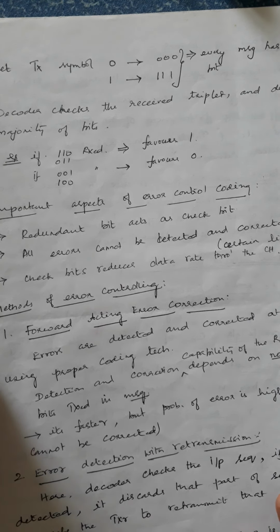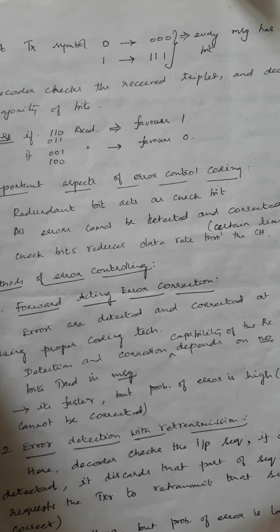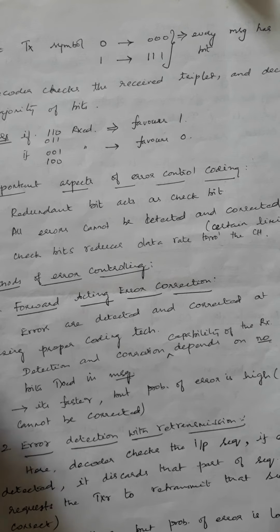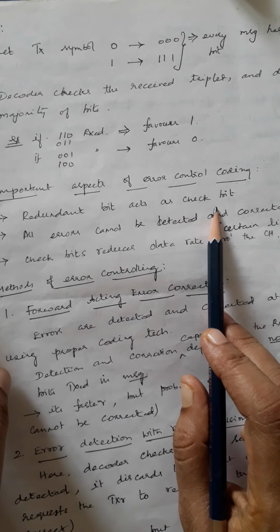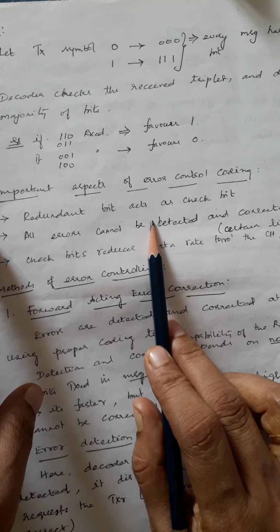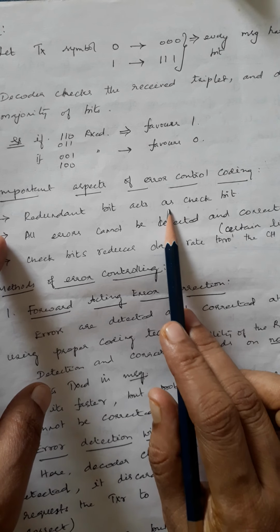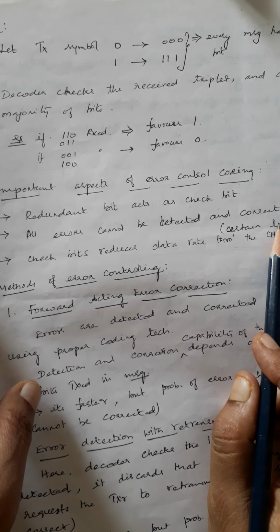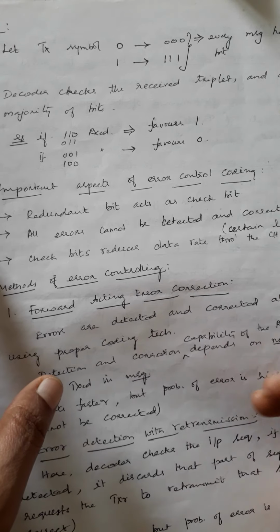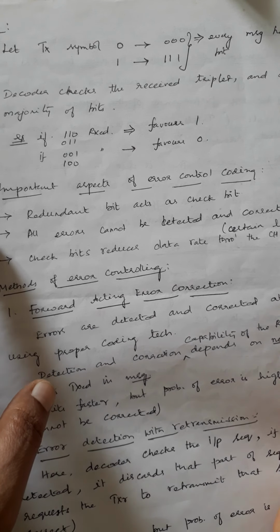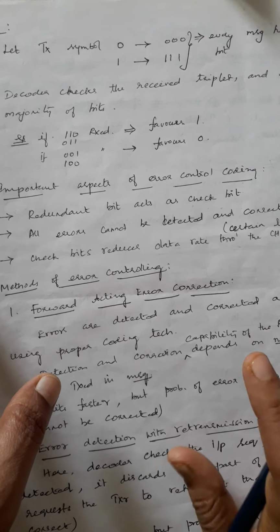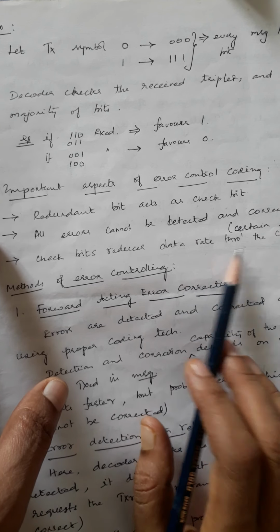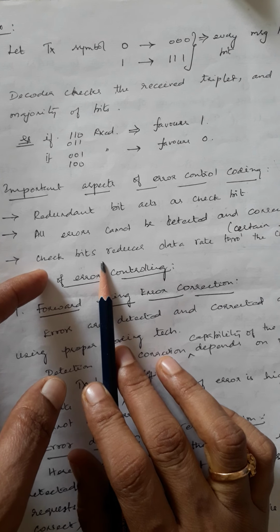Next you will see the correction methods, how you can correct errors in error control coding. The redundant bit acts as a check bit. With the help of this redundant check bit, you check or detect whether a bit has gone into error or not. All errors cannot be detected and corrected, so there is a limitation. Only one bit or two bits may be corrected. You can't correct all the error bits which have occurred in the data sequence. Check bits also reduce the data rate through the channel. This is the drawback.